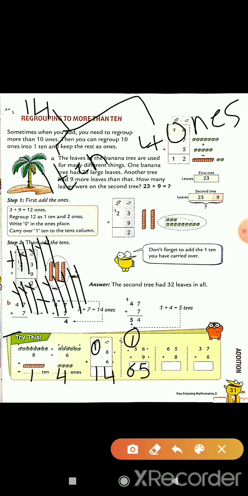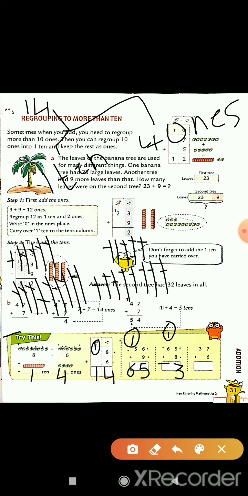Next, 65 plus 8. At the place of ones, 5 and 8 are there. Count them together. 1, 2, 3, 4, 5, 6, 7, 8, 9, 10, 11, 12, 13. We can regroup 13 as 1 ten and 3 ones. So we can write 3 at the ones place and 1 is carried to the tens place. 1 plus 6, 7. So our answer is 73.